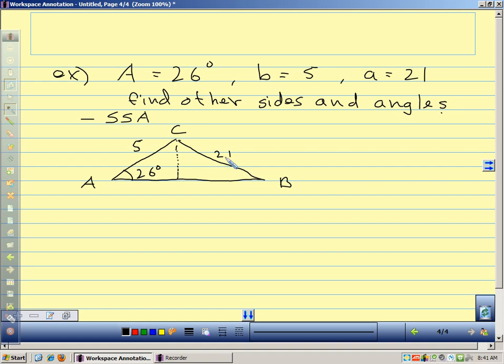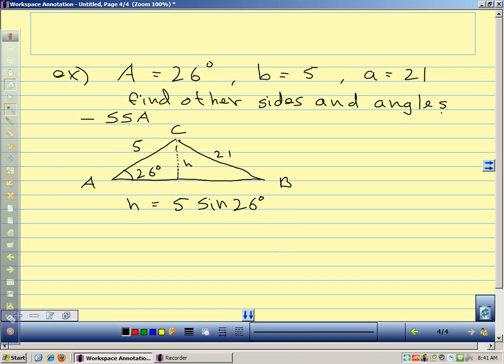We know that side A is bigger than side C. Let's make sure it's bigger than the height of the triangle also. So let's calculate the height. The height is 5 times the sine of 26 degrees.